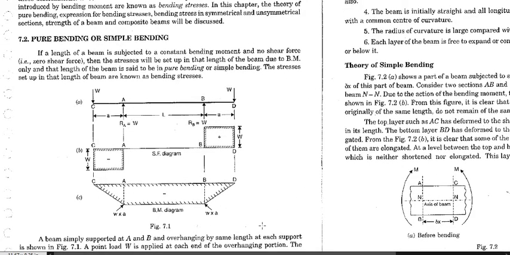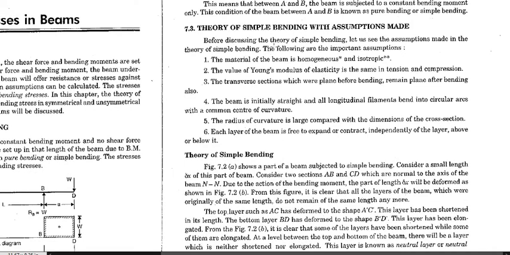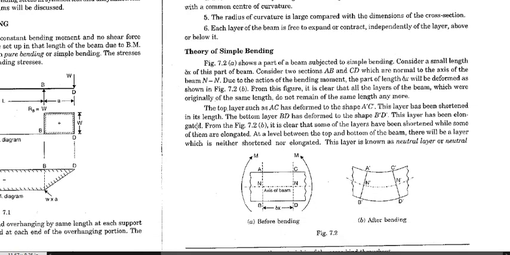And for that there are certain assumptions in the theory of simple bending, these are the 6 assumptions. Let's say we have to assume that the object is homogeneous, the value of Young's modulus is the same in tension and compression, and the radius of curvature is also large compared to the dimensions of its cross section. So you must remember these 6 assumptions if they are asked in the examination.